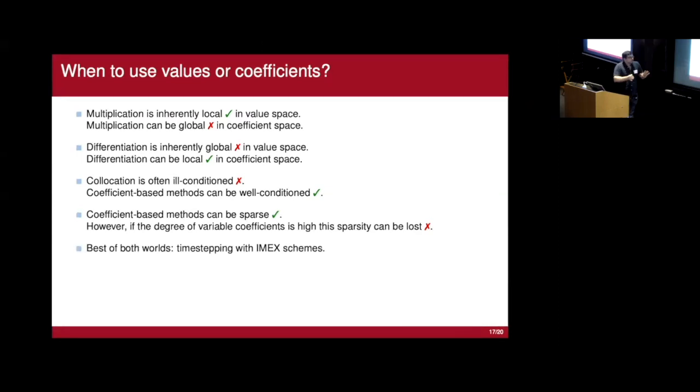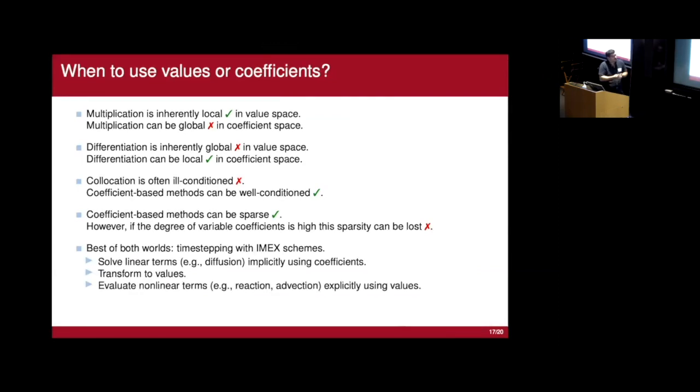And so the best of both worlds might be something like time-stepping with an IMEX scheme, where you might have some linear terms, like a diffusion term, which can be solved very efficiently, implicitly using coefficients. You can then transform to the grid to value space, evaluate nonlinear terms like reaction or advection explicitly using values, and then transform back to coefficients. So trying to get the best of both worlds is really what this is all about.